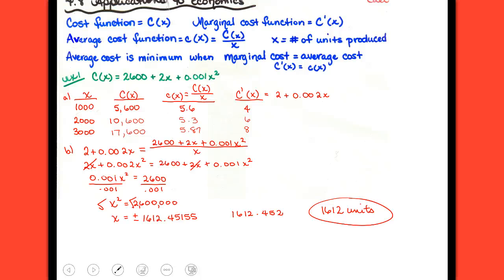For AP intents and purposes, we typically round our answers to 3 decimal place accuracy. So I could say 1,612.452. But if the question asks me how many t-shirts should I make to minimize my average cost, I can't make 0.452 t-shirts, right? So I'm just going to use normal rounding rules to round that to the nearest whole number. So I need 1,612, whatever the units are that we've been saying t-shirts, but whatever it is that I'm producing.